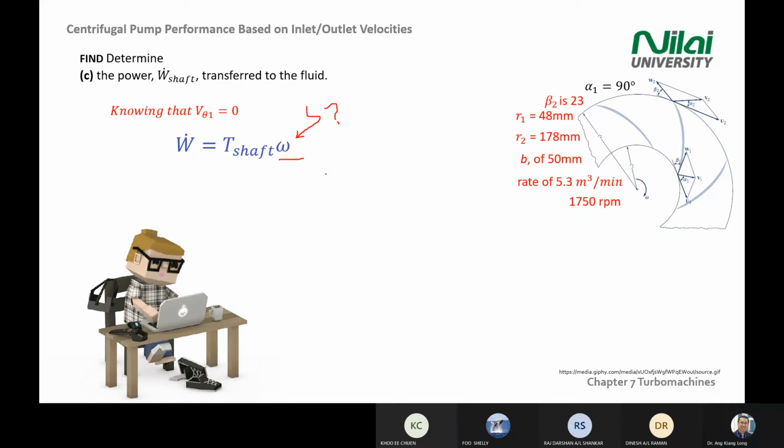Cool, are you there? Yeah. What is omega? What do you understand about omega? RPM. What is RPM? Velocity. What kind of velocity? U also velocity. V also velocity. W capital also velocity.